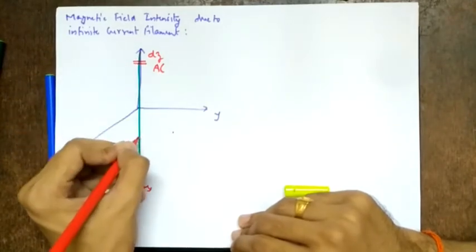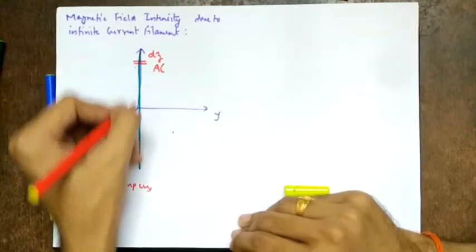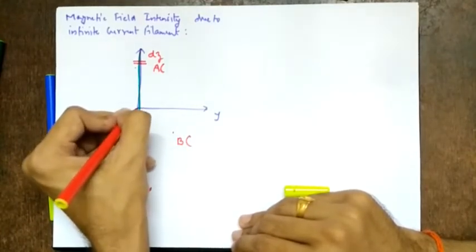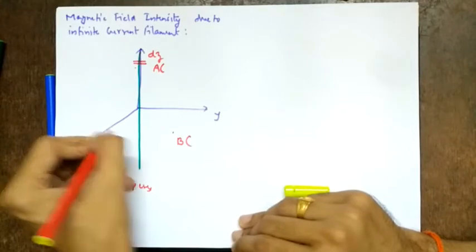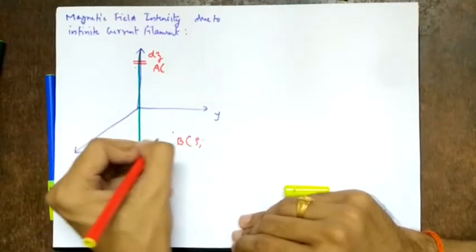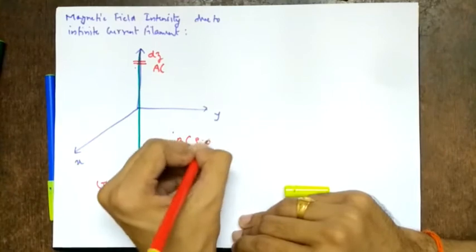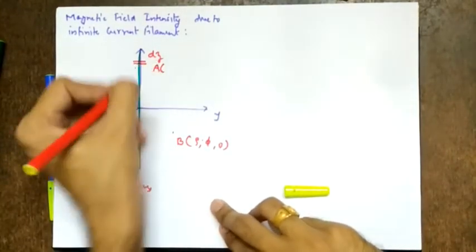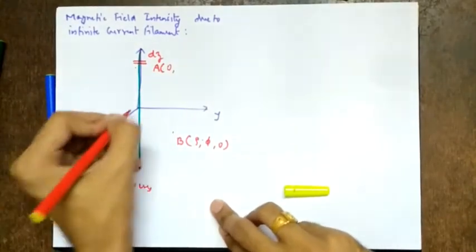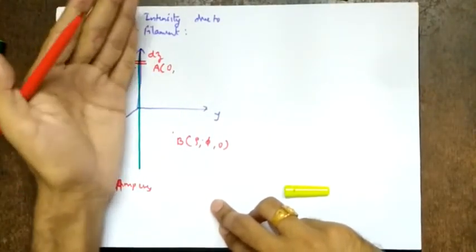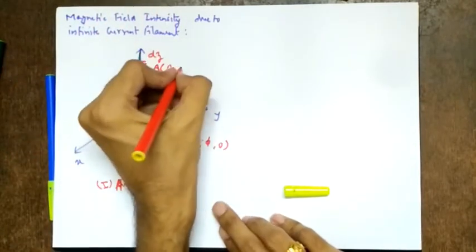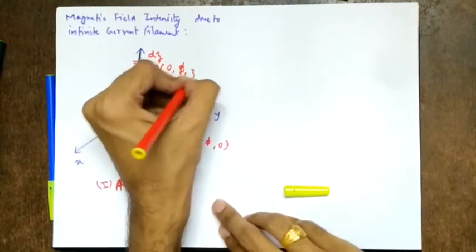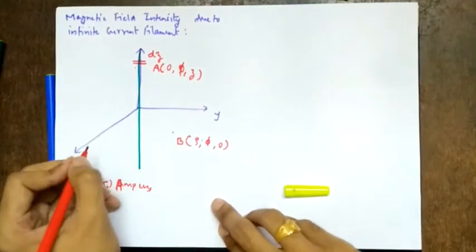This is the infinite current filament. I intend to find the magnetic field intensity due to this infinite current filament at a point B. So this is radius rho. Then I am moving by an angle, that angle is phi, cylindrical coordinate system. I am on the xy plane, so it is 0, phi. Then we are moving above by some distance, so that is z.